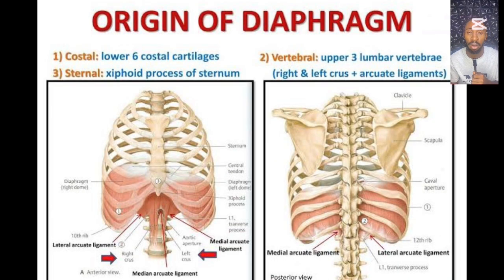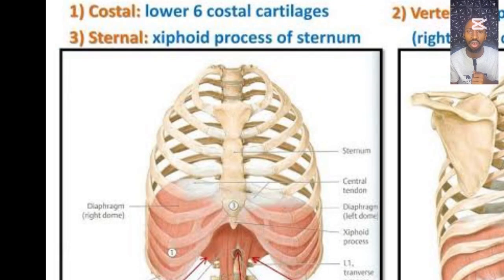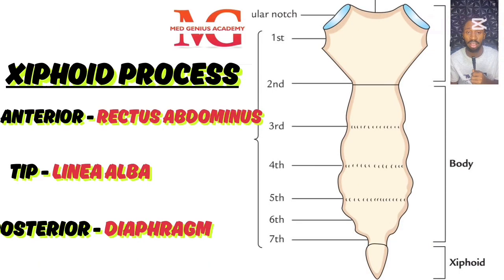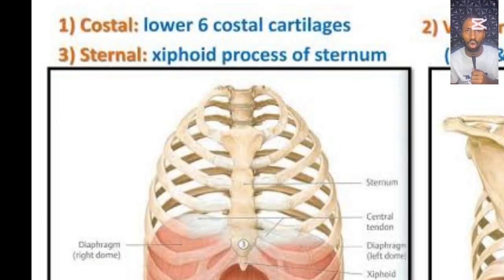The sternal part originates from the posterior surface of the xiphoid process of the sternum, because the xiphoid process marks an origin for three basic muscles. In front is the rectus abdominis, at the tip the linea alba, and at the back the central part of the diaphragm.